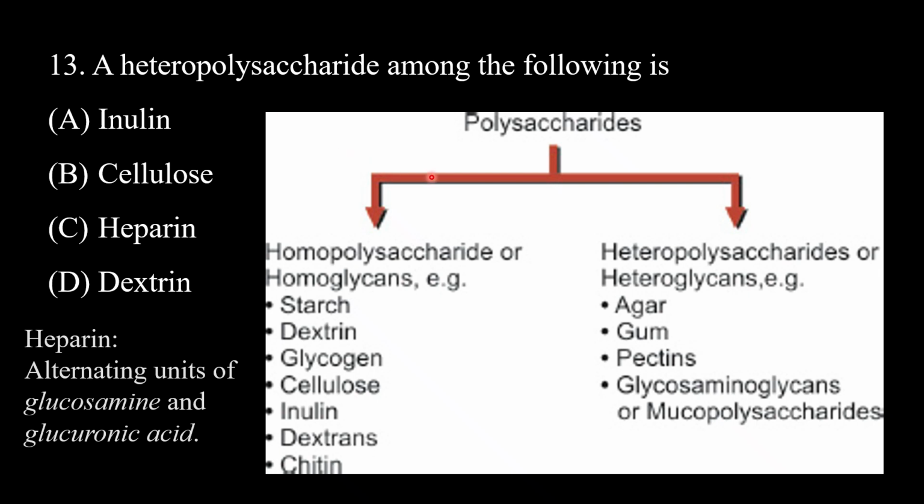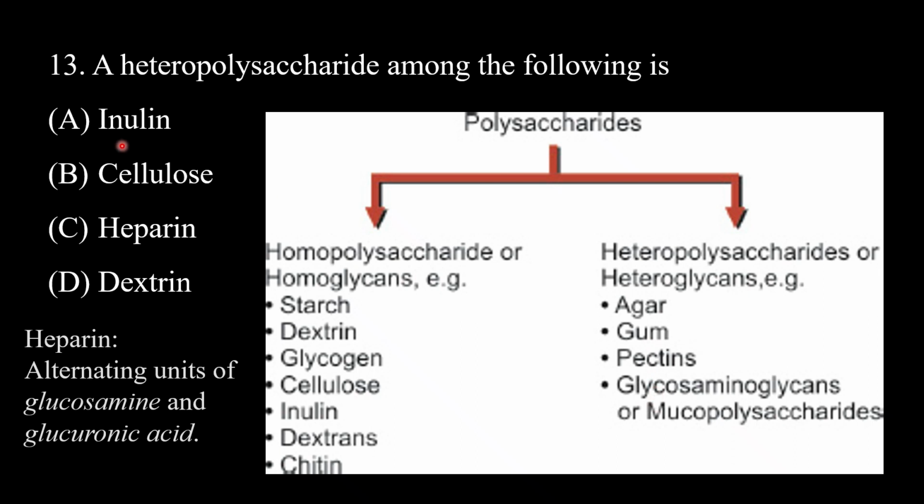If you see the classification, polysaccharides are classified into homopolysaccharides and heteropolysaccharides. Homopolysaccharides are made up of the same glucose, same units. The examples of the homopolysaccharides are starch, dextrin, glycogen, cellulose, inulin, and chitin, while the examples of the heteroglycans are agar, gum, pectins, and glycosaminoglycans.